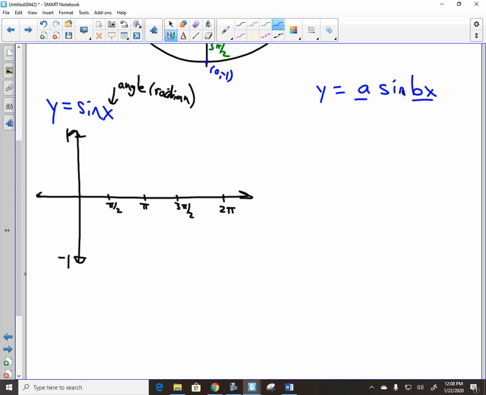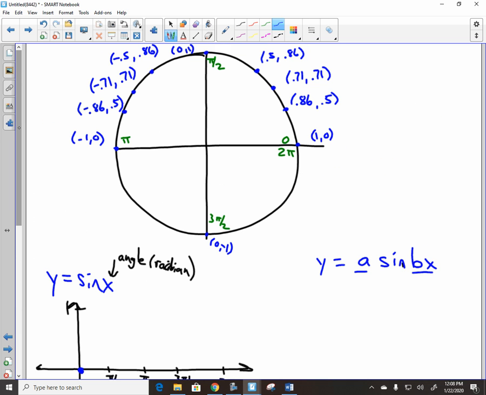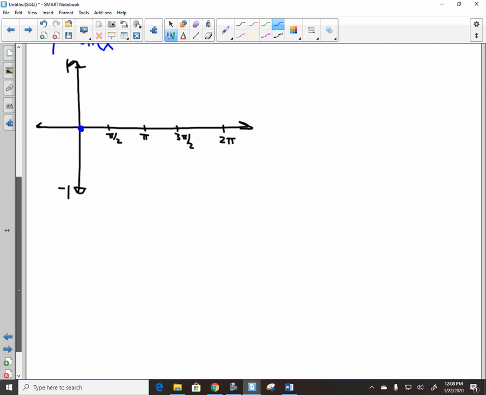So what is the sine of 0 radians? 0. What is the sine of pi over 2 radians? 1. You're looking for the y value.